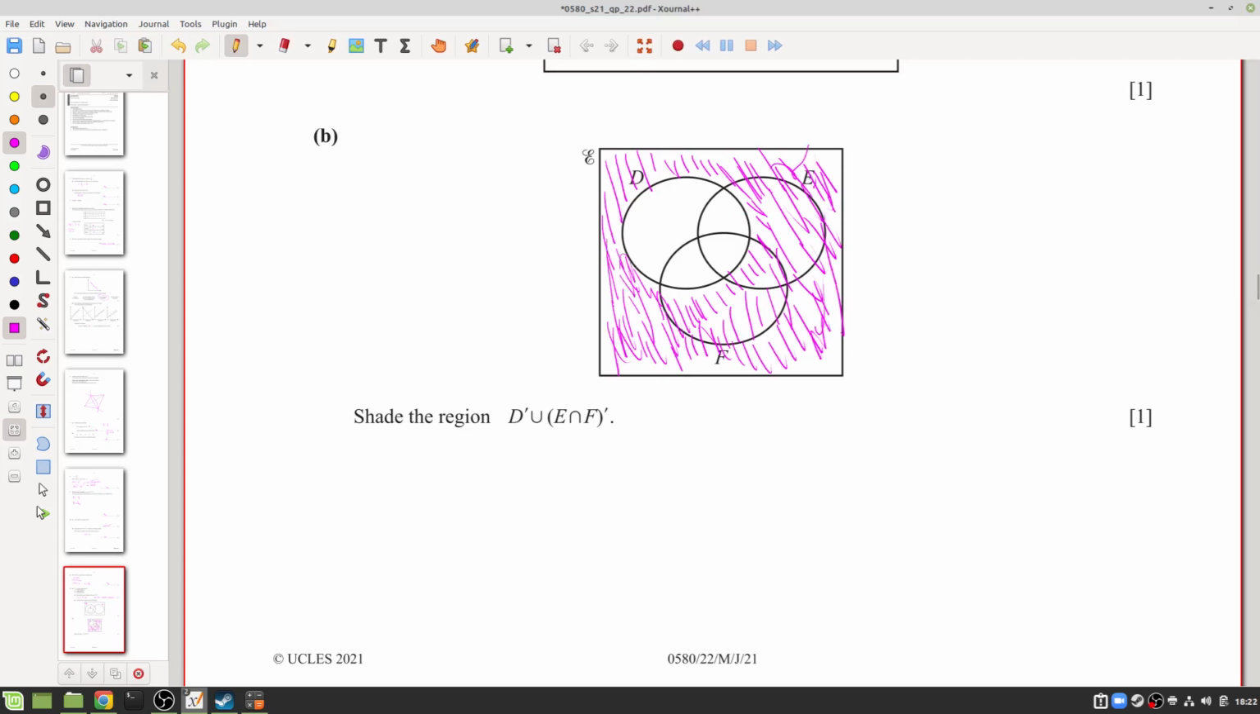And then we want to say all of this that's not D, union with everything that's not E and E intersection with F. So this is E intersection with F, so everything that's not this part, we also have to shade. So there we're shading everything that's not E intersection with F.